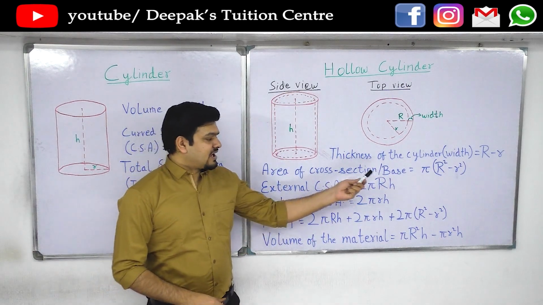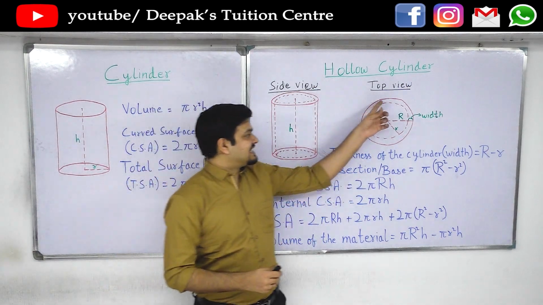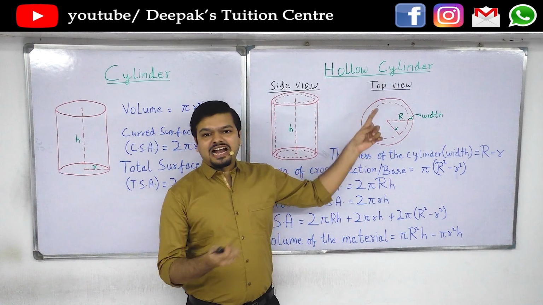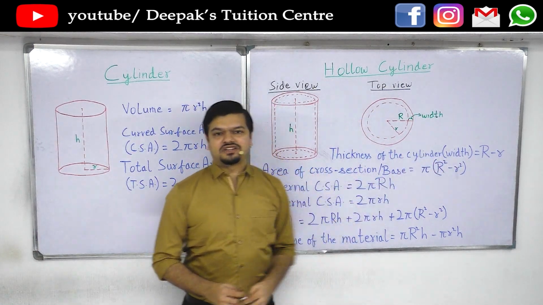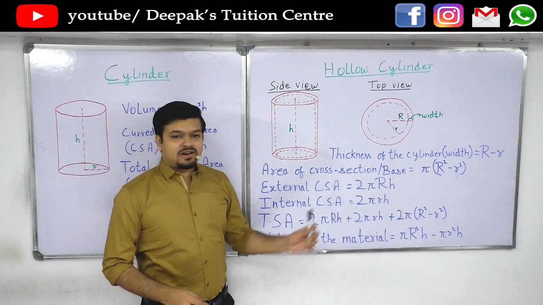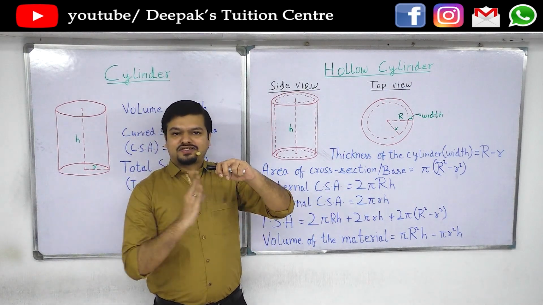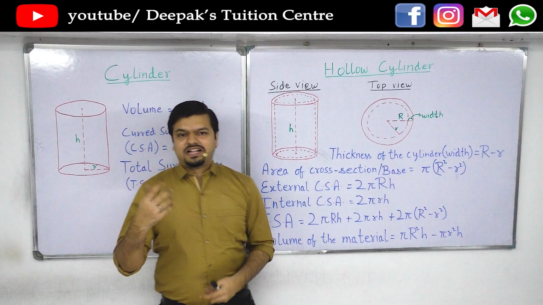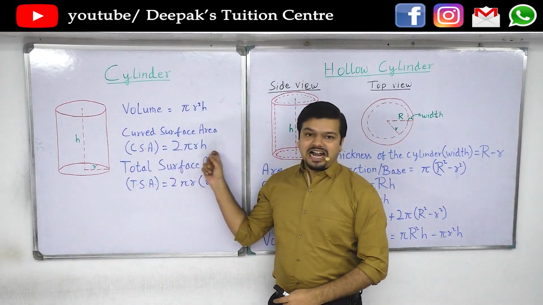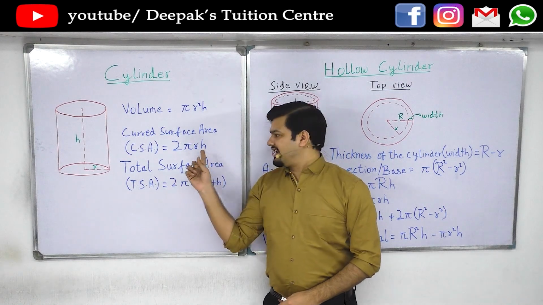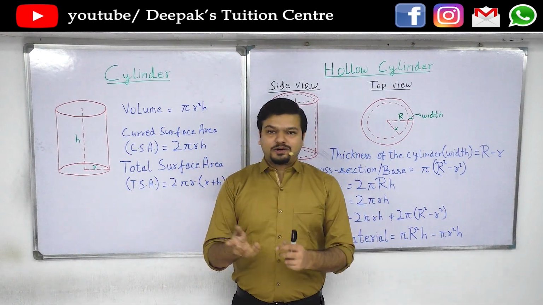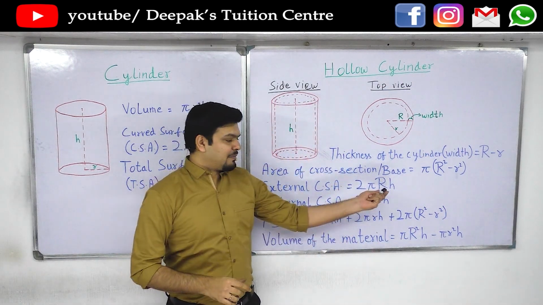Area of cross section or base. So that is basically this area of the ring. And the formula for area of ring is pi capital R square minus small r square. External curved surface area, that is the curved surface area from outside. The formula is 2 pi r h. Since the only variable different in external and internal is the radius, therefore 2 pi capital R h is the formula.